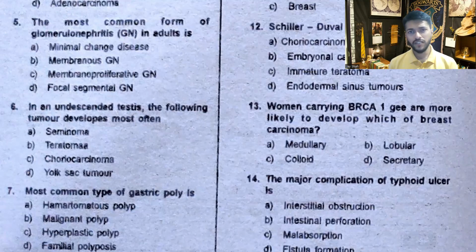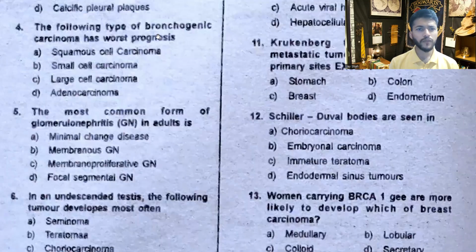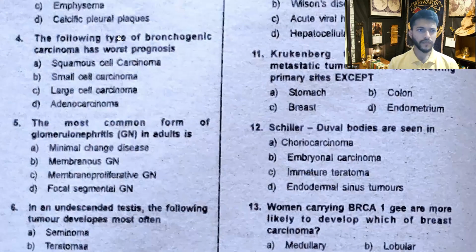Now for nephritic syndrome, most common cause in children is PSGN, post-streptococcal glomerulonephritis. Most common cause in adults is MN. MN is your membranous glomerulonephritis. I hope this makes things clear. Following type of bronchogenic carcinoma, worst prognosis. Worst is always small cell carcinoma. In non-small cell, then you have your squamous cell and adenocarcinoma, right?